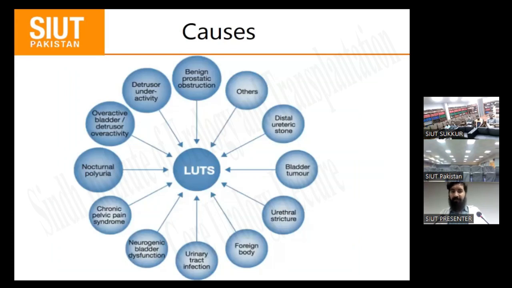There are many causes of these symptoms, starting from benign prostatic obstruction, detrusor underactivity, detrusor overactivity, nocturnal polyuria, chronic pelvic pain syndrome, neurogenic bladder dysfunction, UTI, foreign body in the urethra or bladder, urethral stricture, bladder tumor, and distal ureteric stone.